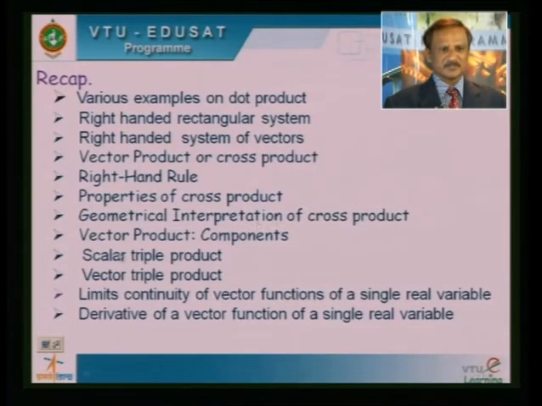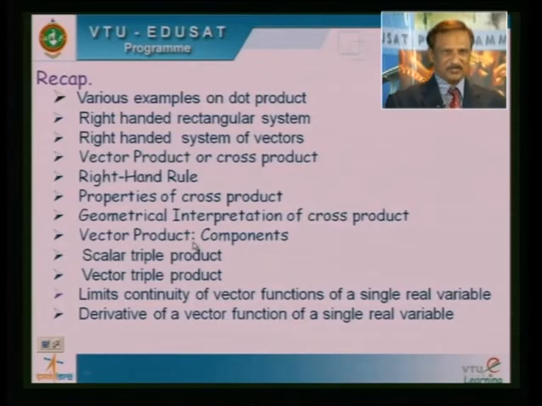And we have discussed vector product in terms of components. If they give 3 components, how do we calculate the vector product? And after that, we have discussed scalar triple product. If they give 2 vectors, how do we calculate A dot B and A cross B? In a similar way, if they give 3 vectors, namely A, B, C, how do we calculate the scalar triple product as well as the vector triple product?